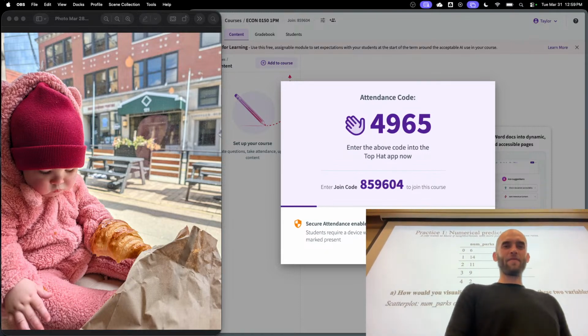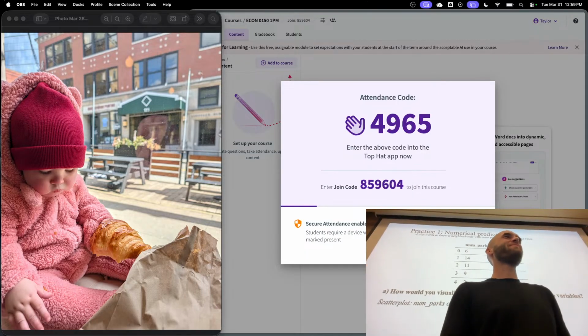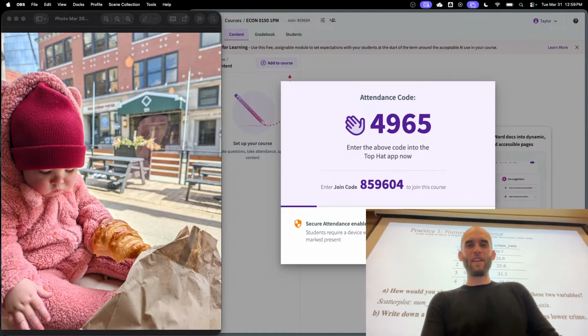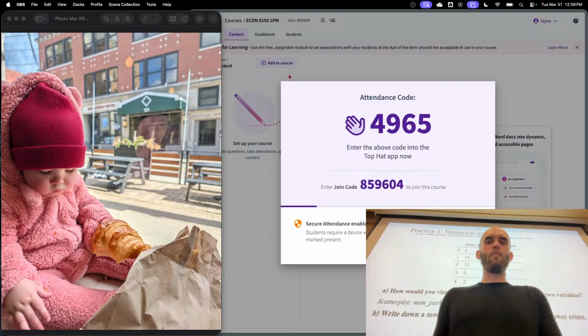Scatterplot, nice, okay. Looks good. Is that what you're going to say, Anthony? Nice. Okay, scatterplot, nice. I would put this in the S tier of visualization tools. Definitely my favorite one. Okay, so write down a model to test whether more parks means lower crime.